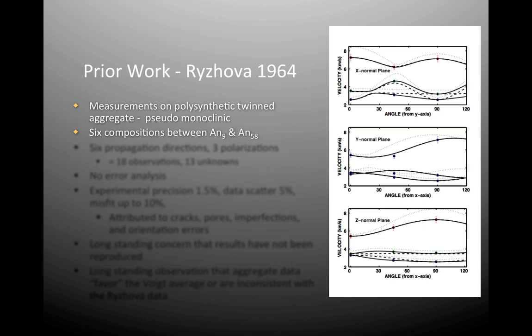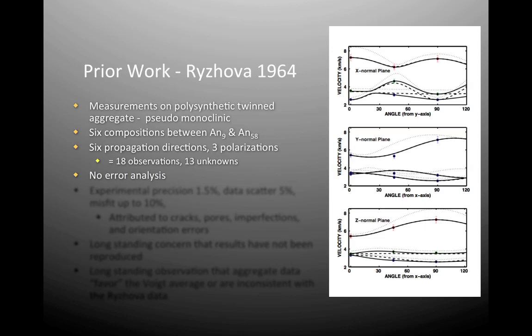Now, Rysova and co-workers measured 6 compositions between anorthite 9 and anorthite 58. On each crystal, they measured 6 propagation directions and 3 acoustic wave polarizations. That's a total of 18 observations. Since monoclinic crystals have 13 elastic constants, they believed that their 18 observations overdetermine the 13 unknowns. They made no error analysis at the time, but they suggested an experimental precision of about 1.5%.